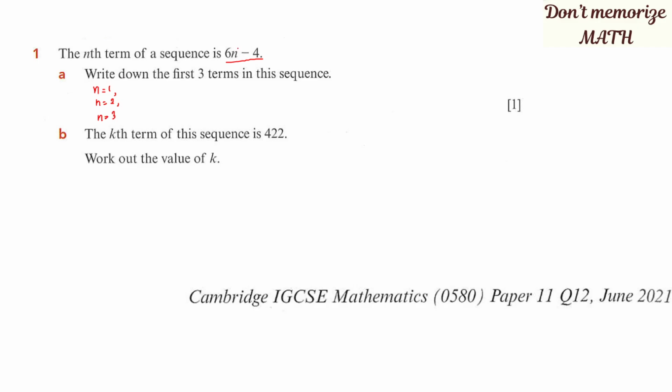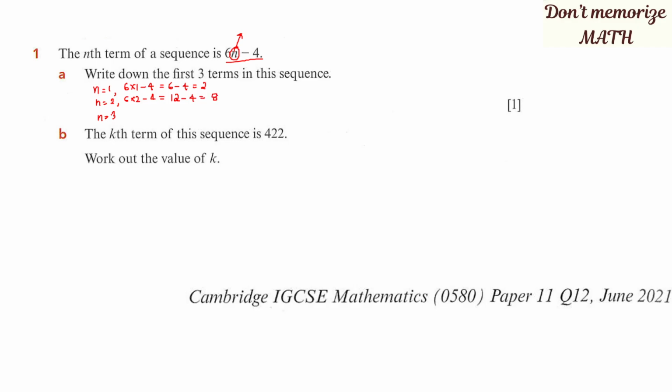Okay. So when n is 1, what happens? This n will be replaced by 1. So when n is 1, it will become 6 times 1 minus 4. So 6 times 1 is 6, minus 4. 6 minus 4 is 2. So the first term is 2. To find the second term, n will be 2. So 6 times 2 minus 4. So substitute 6 times 2 minus 4. 6 times 2 is 12. 12 minus 4 is 8.